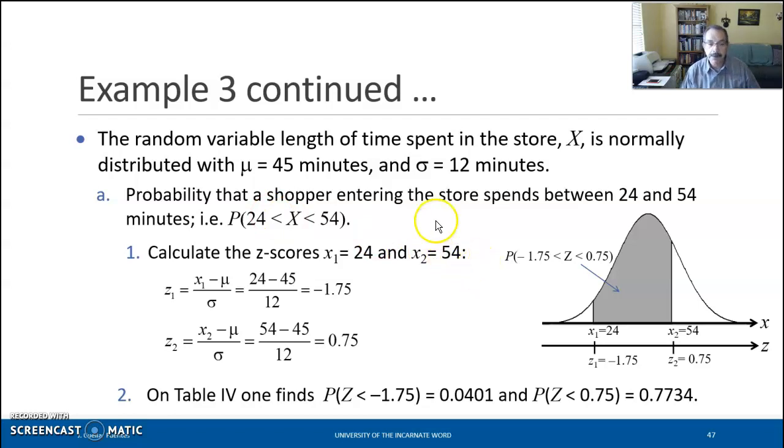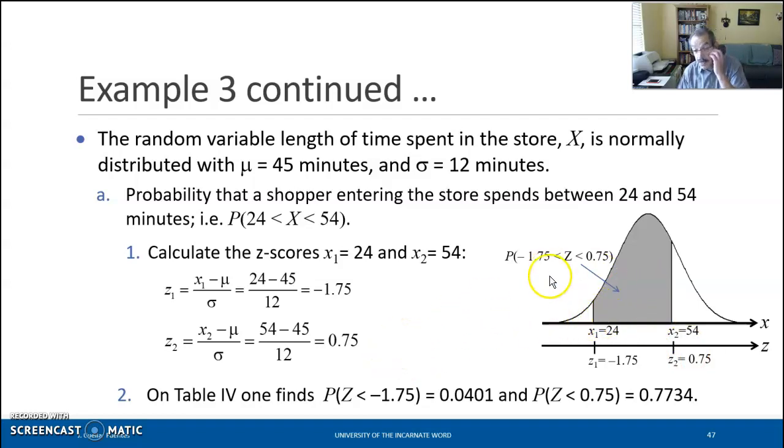So the first step is find the z-scores for the two x values, 24 and 54. And here are the two calculations, the z1, which corresponds to x1. So again, we take the value, subtract the mean, divide by the standard deviation, and we find minus 1.75. Similar calculation for the upper value, x2 of 54, we find that that corresponds to a z value of 0.75. Here's the sketch of the normal distribution with the two axes, the x values and the z values, and the probability we're looking for, the probability between the two values.